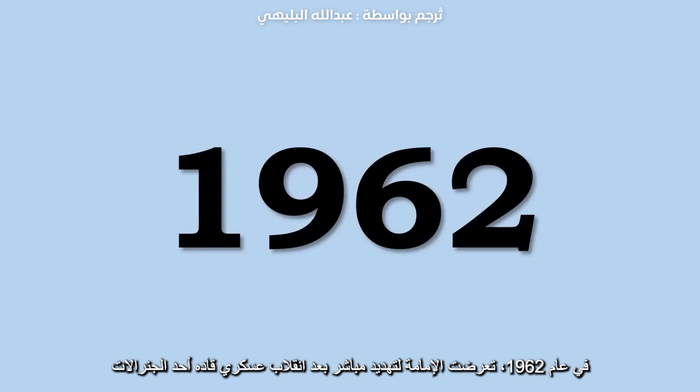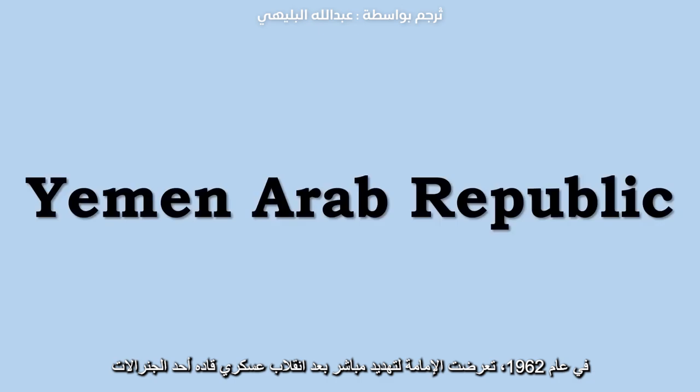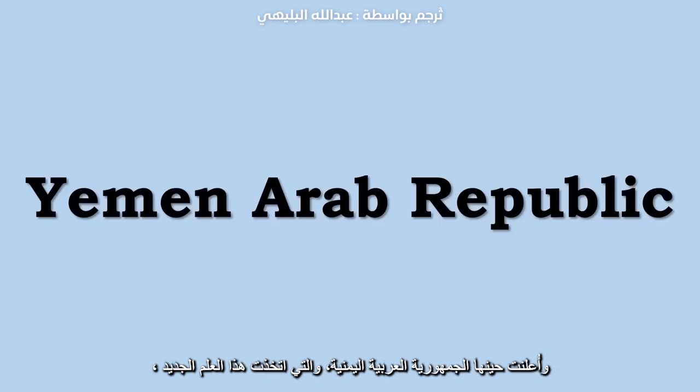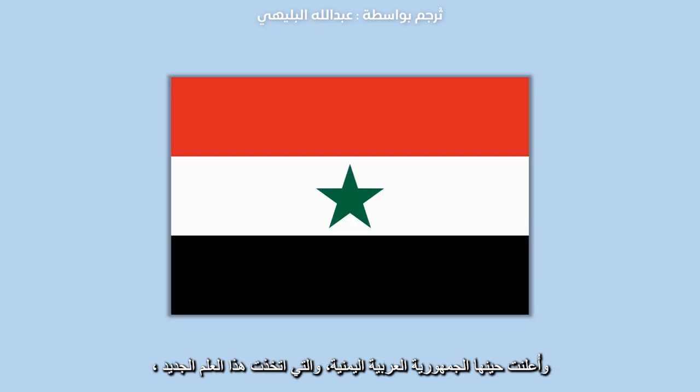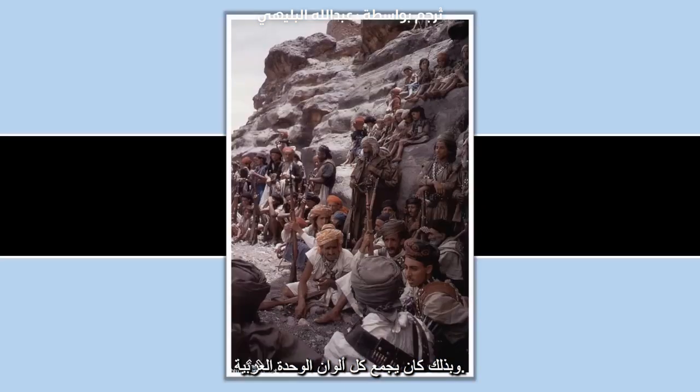Now, in 1962, the Imamate of Yemen came under direct threat when there was a military coup by one of the generals of the army, who then announced the creation of the Yemen Arab Republic, giving it this flag, which, as you'll note, is very similar to the former Egyptian flag, but it has a green star in the middle, so all the pan-Arab colours are being represented.